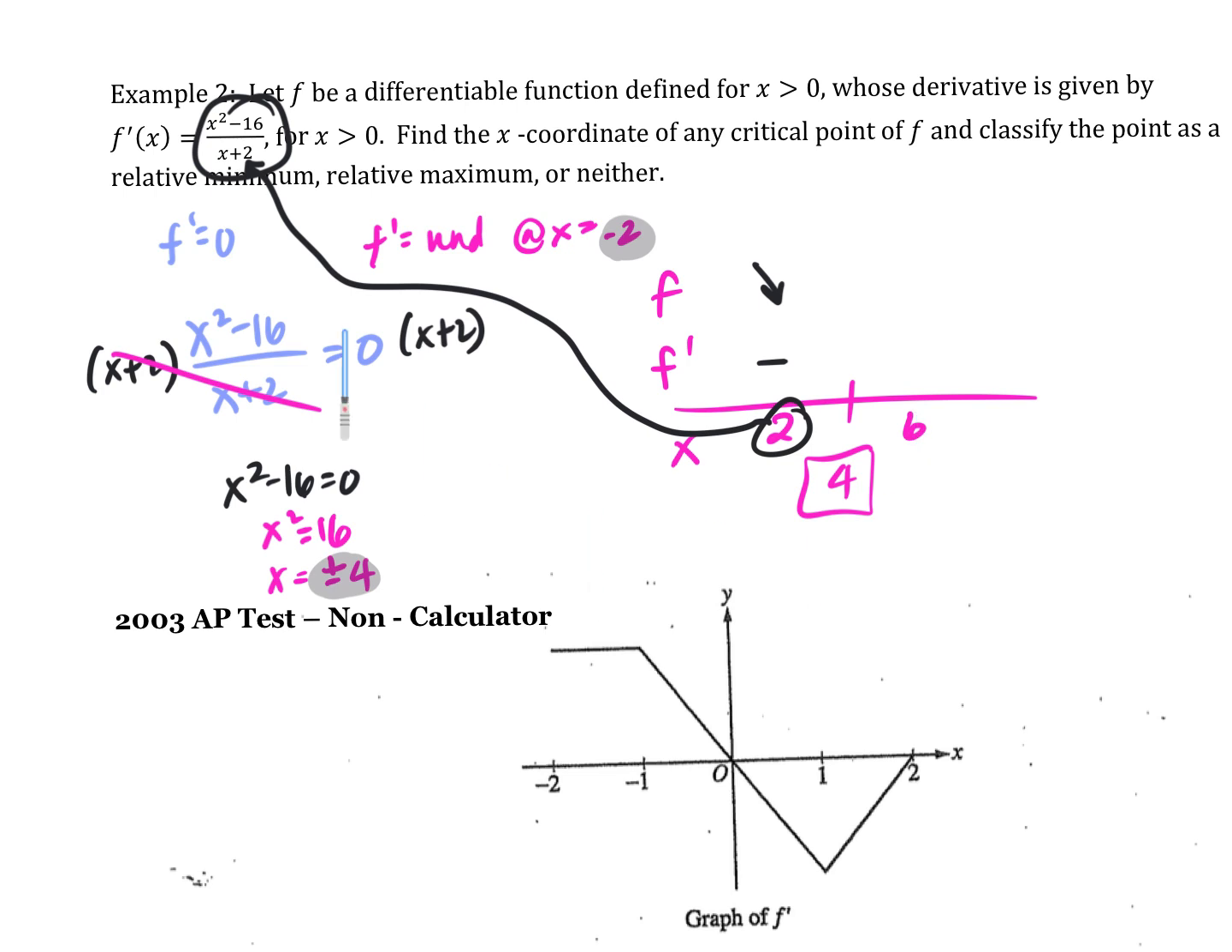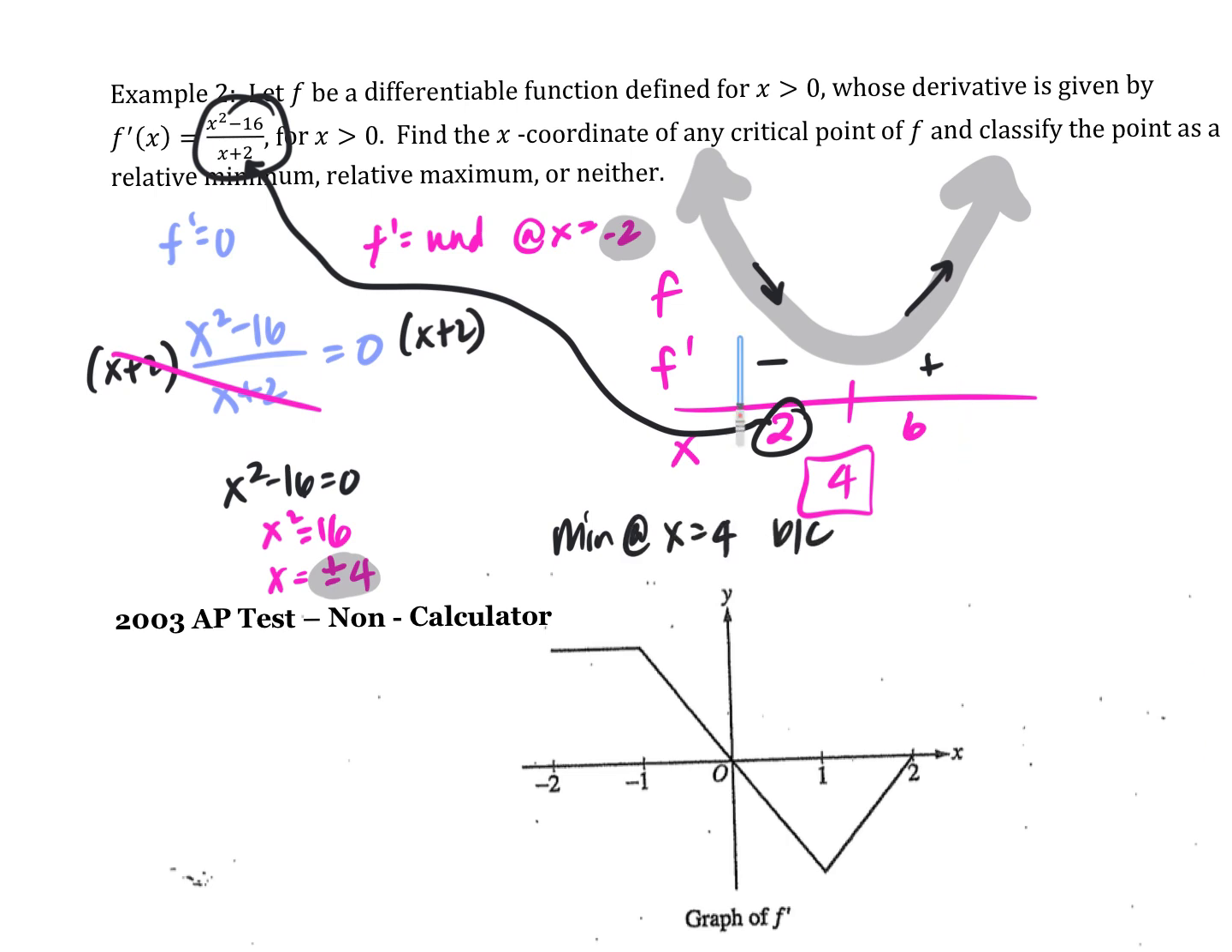If I put a 6 in, 6 squared minus 16, positive or negative? Over 6 plus 2? Positive. Guys, what we got going on at 4? A min. We're going to say a min at x is 4. Because why? Look at your graph. Let your chart talk you through it. Your f prime went from what to what? You know it. F prime changed from negative to positive.